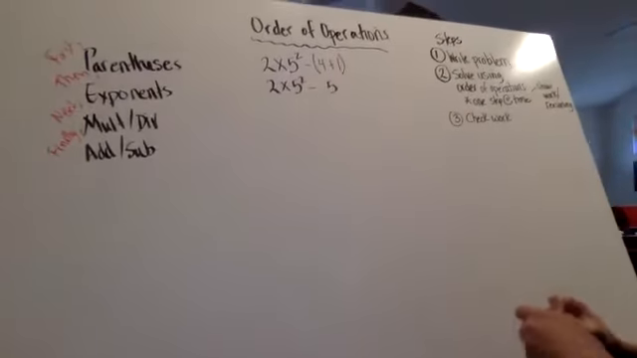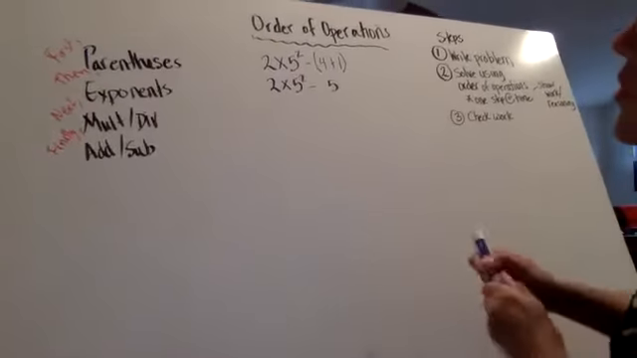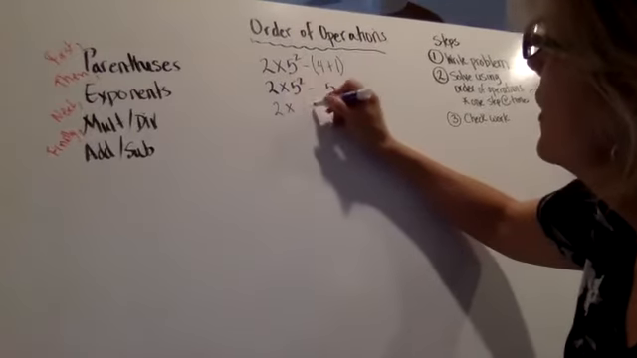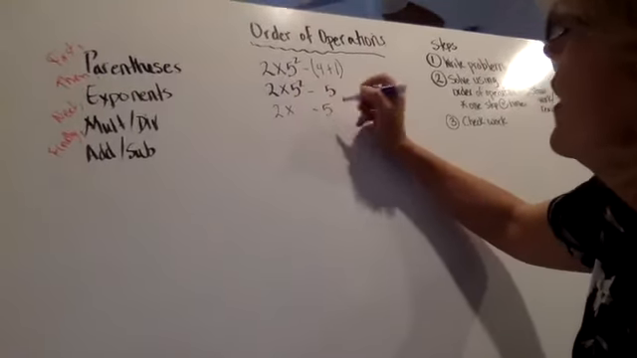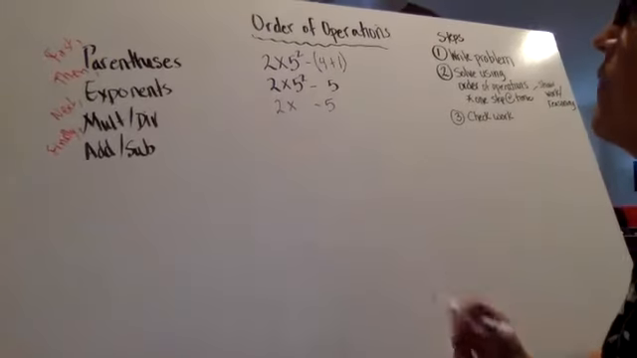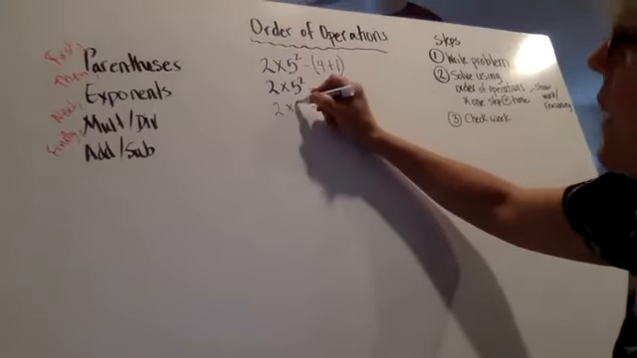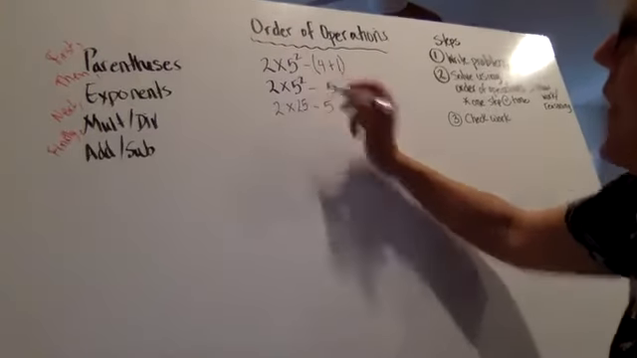Okay. Next thing is exponents. So the 2 stays the same. The multiplication stays the same. The subtract 5 stays the same. 5 to the second power. That means not 5 times 2. It means 5 times 5. Repeated multiplication. 5 times 5 is 25.